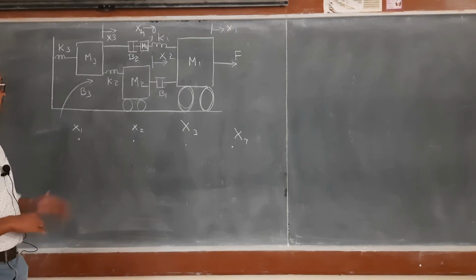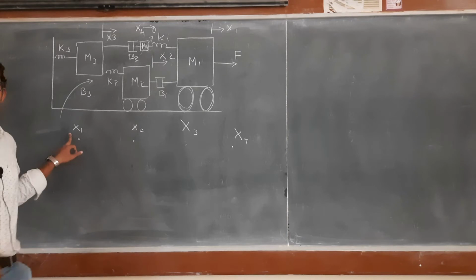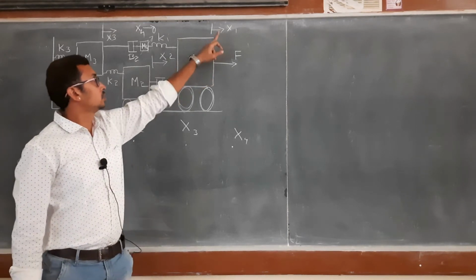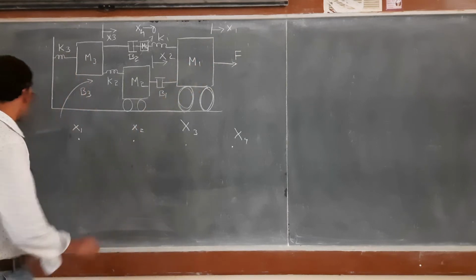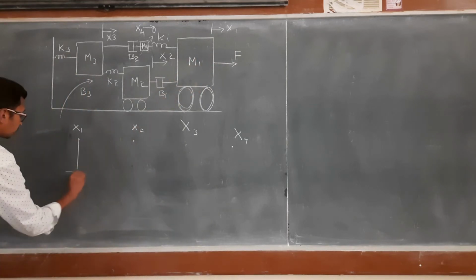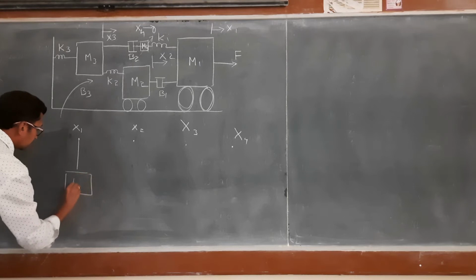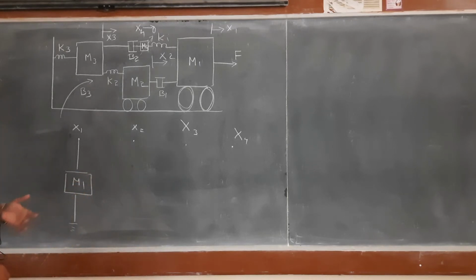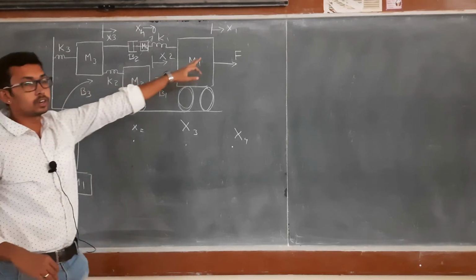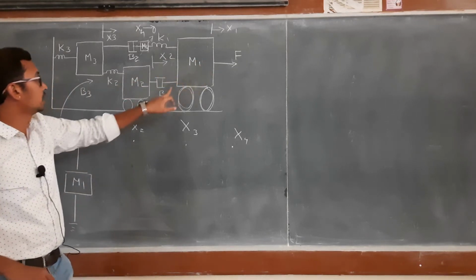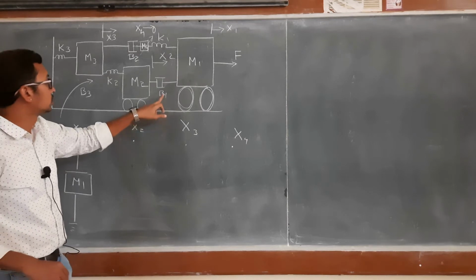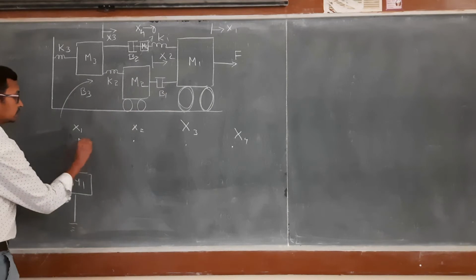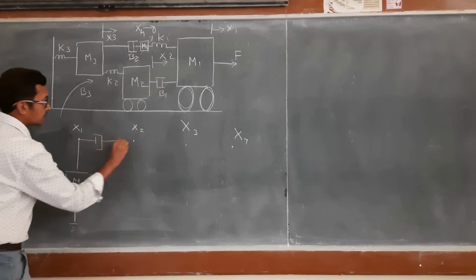Now we are going to consider one by one. First I am going to consider node number 1. There is a displacement number 1, that is node 1. Which is connected? M1 is connected. I am going to write this one as M1. Next, what is connected to node 1? B1 is there. This B1 is between M1 and M2.